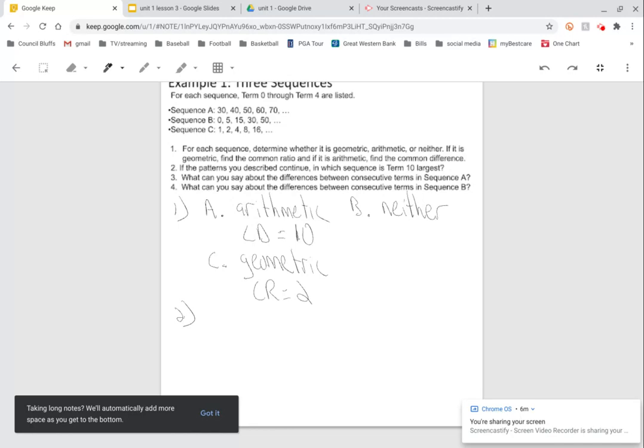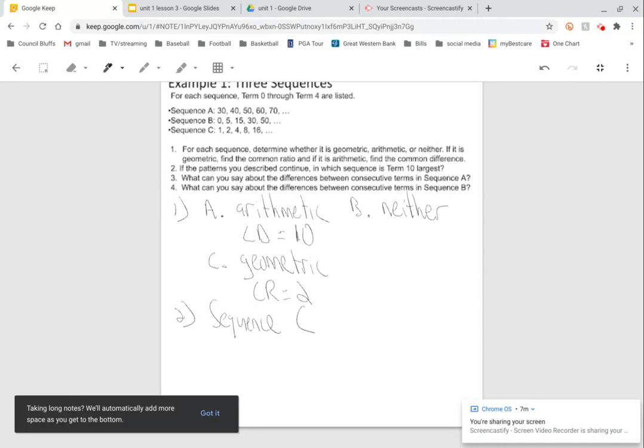So in which sequence is term 10 the largest? It's going to be sequence C, because it is the geometric one. Again, exponential graphs will increase at a faster rate than linear graphs.